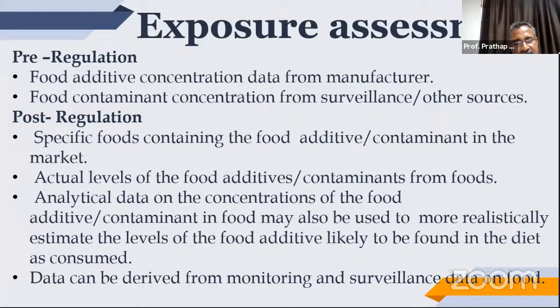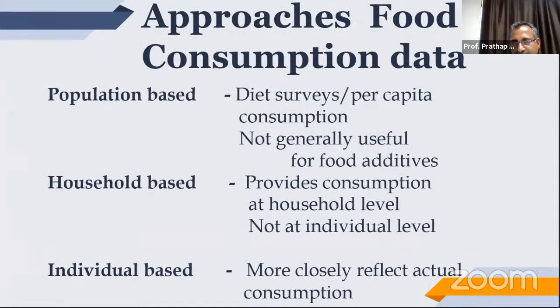Once the regulation is made, the food safety regulator will be looking into specific foods containing the food additive or contaminant in the market. Actual levels of food additives and contaminants in the foods are measured. Analytical data on the concentration of food additives or contaminants in the food may also be used, more realistically, to estimate the levels likely to be found in the diet which is consumed. In addition, monitoring and surveillance is also done continuously.